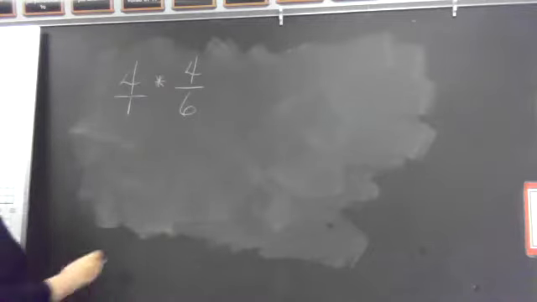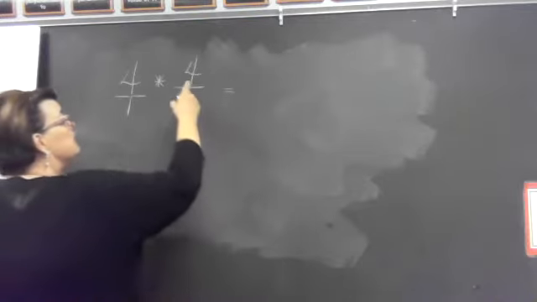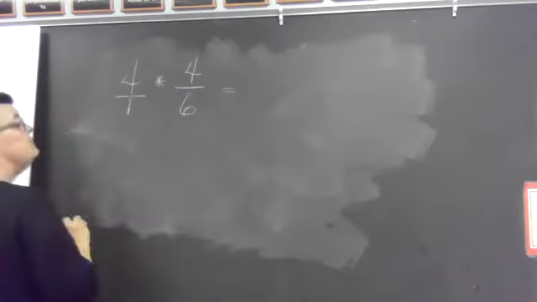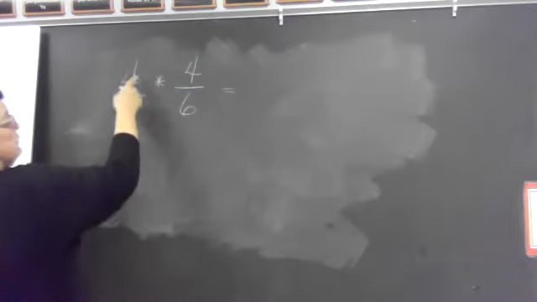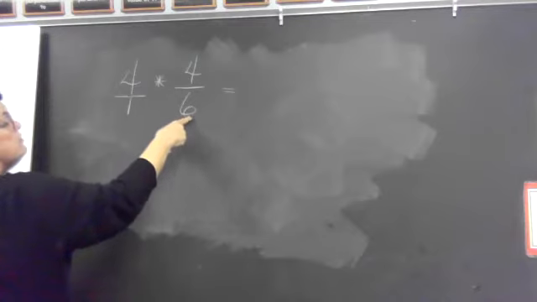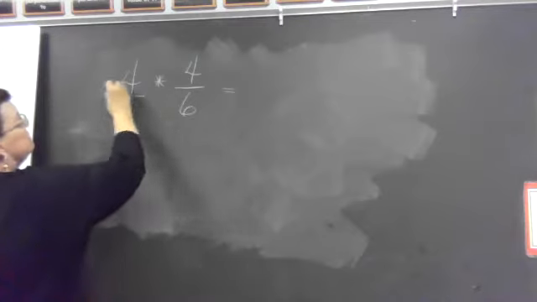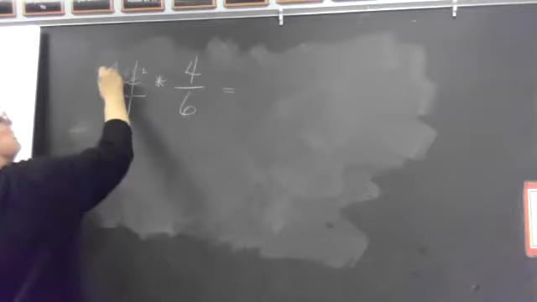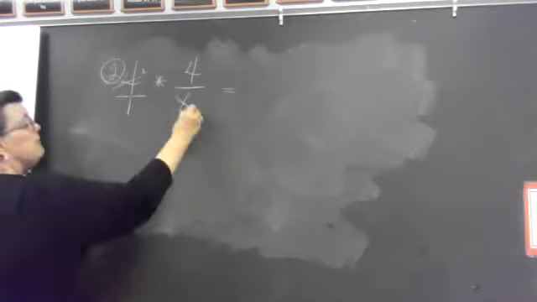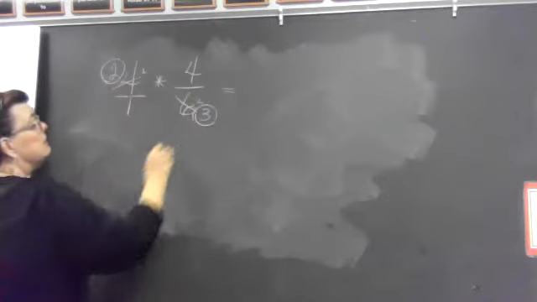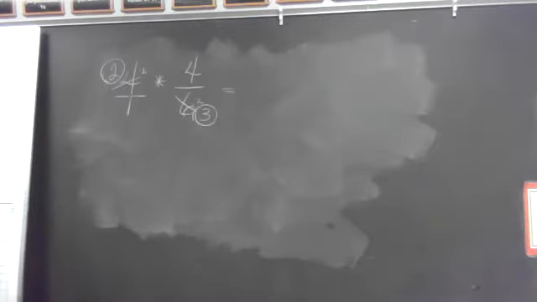Now be very careful. If you're looking for cross-canceling, you cannot cross-cancel a top with a top. It has to be a top with a bottom. But if you look here, we have a 4 and a 6. Both of those are even, and so I know they're going to divide by 2. So if I divide by 2 here, I have a 2, and if I divide by 2 here, I've got a 3.